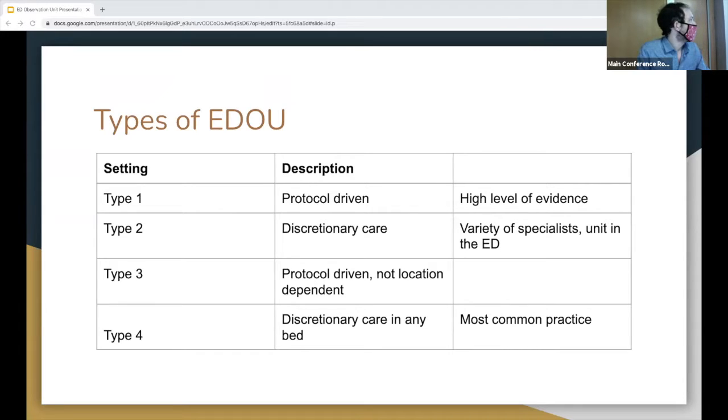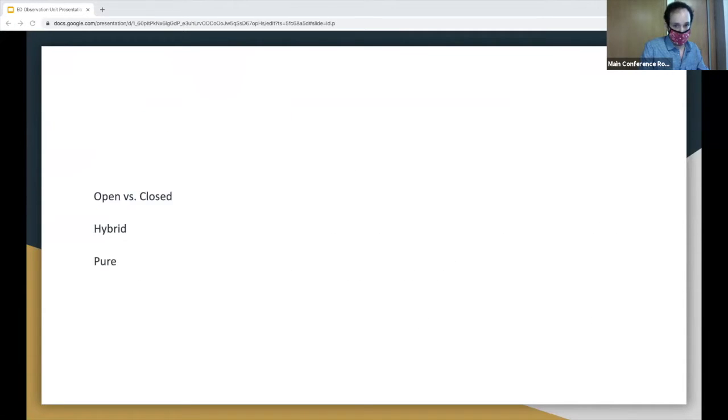Usually it's a variety of specialists, but it still is a unit in the emergency department or near the emergency department. Type 3 is protocol-driven, but not location-dependent. They're admitted anywhere in the hospital in any unit. And then type 4 is discretionary care, so not protocol-driven, and it is in any place in the hospital. Type 4 tends to be the most common because it is the lowest cost associated with the startup of observation. Type 1 has the most level of evidence, although to be fair, the evidence is not particularly great.